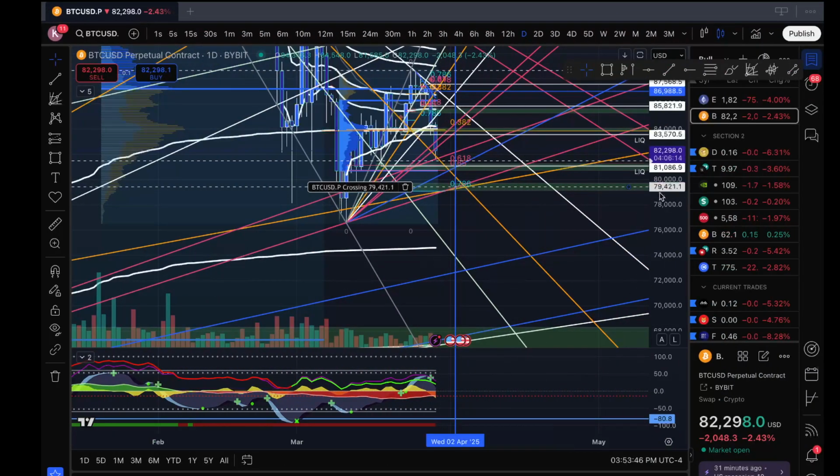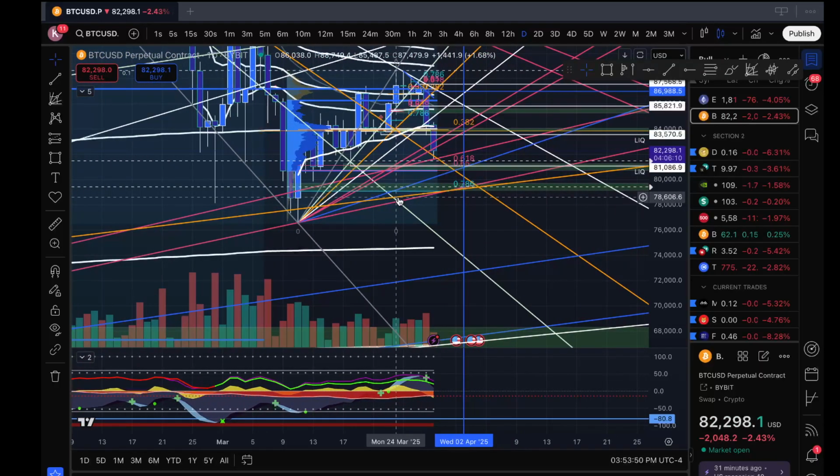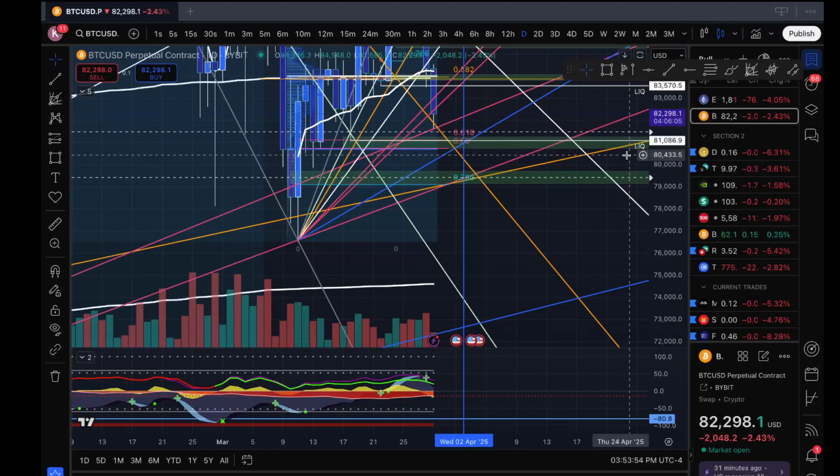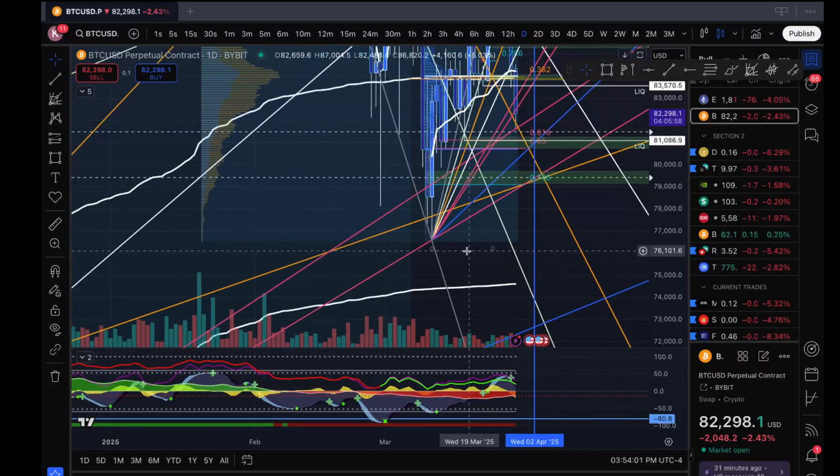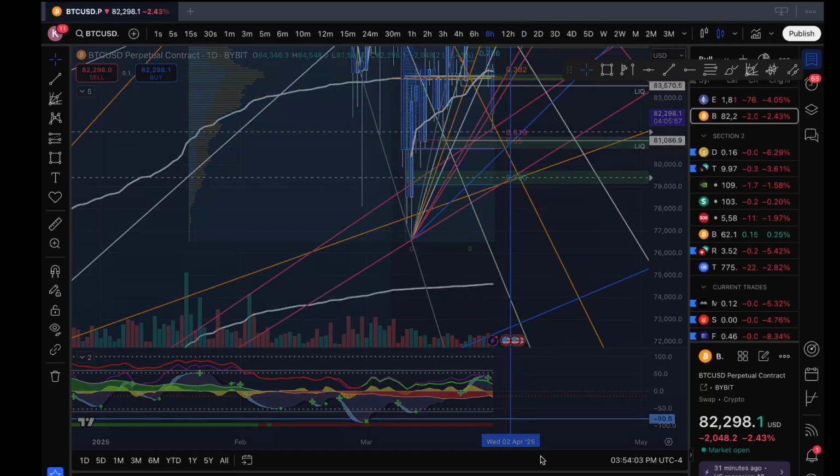Hey guys, I was just looking at the charts and there were a few things that I just noticed, so I was going to do a quick update on that as well, in case that might help you guys with your charts. So, what I was looking at is on Bitcoin.